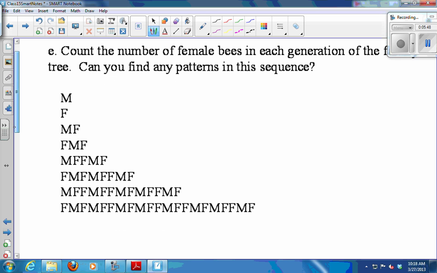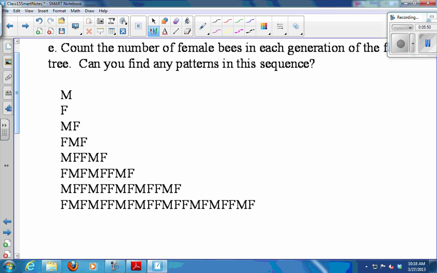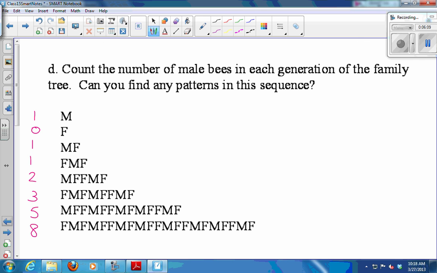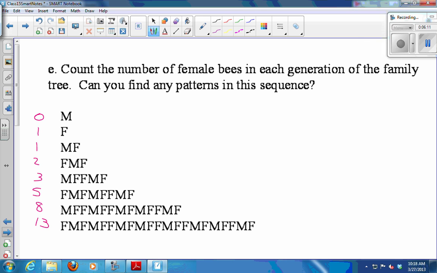Right, what if I count female bees in each generation? I've got 0, 1, 1, 2, 3, 5, 8, 13. Same pattern if you count just female bees. Again, the first two numbers are different. So here it was 1, 0. Here it's 0, 1. So the first two numbers are different, but the pattern is the same, where every number is the sum of the previous two.